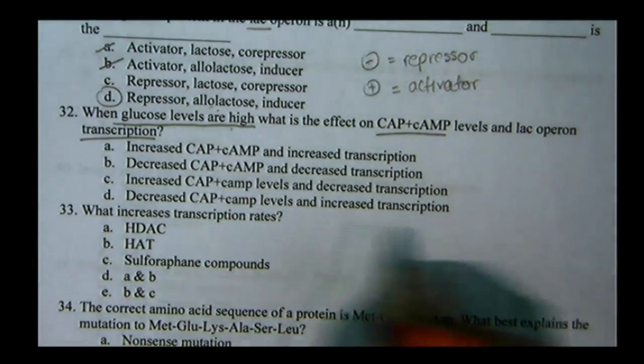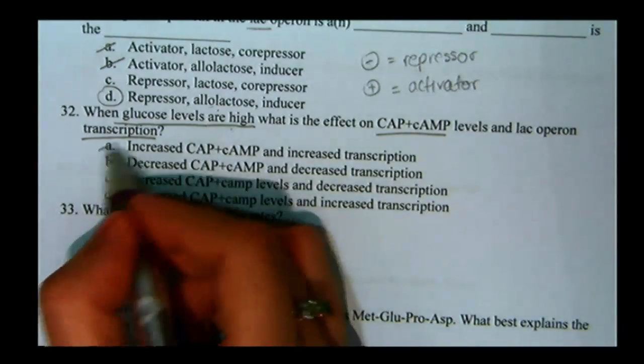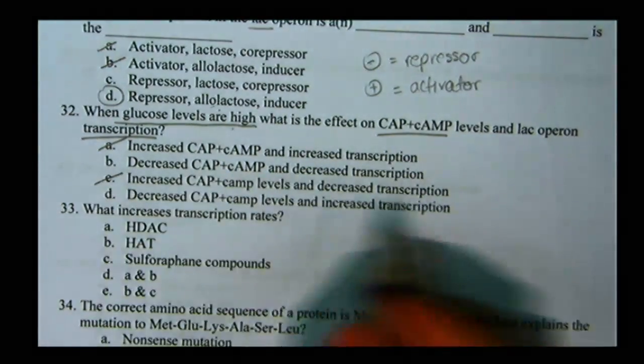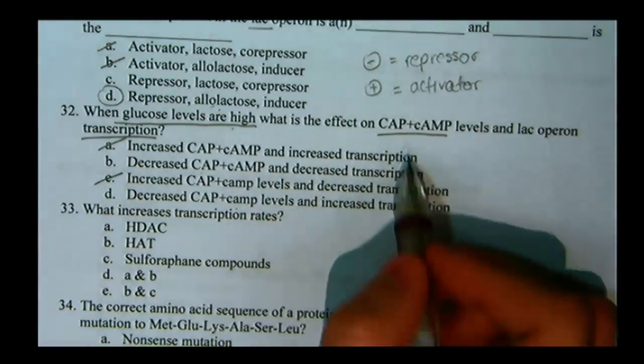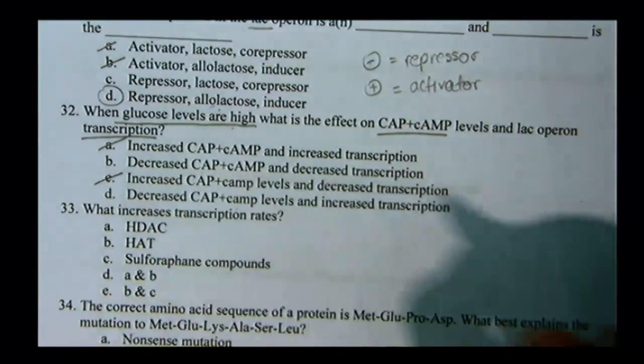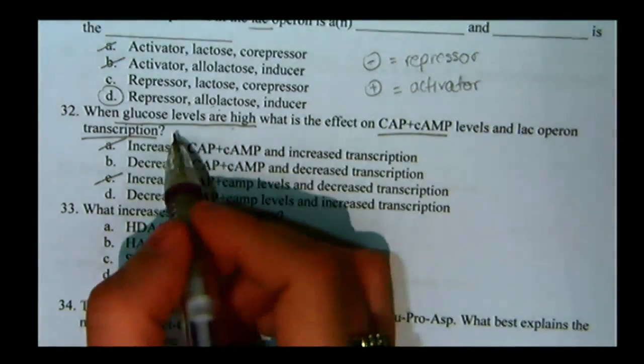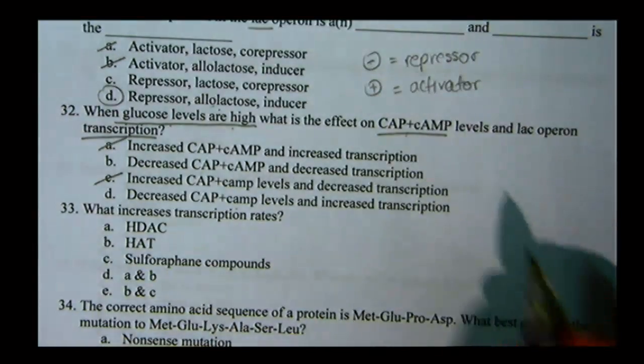So we're not going to have increased anything. We will have decreased CAP and cAMP. CAP and cAMP is what helps to turn on the lac operon. So if we have more glucose, which means less cAMP, there will also be less transcription. It should be B.